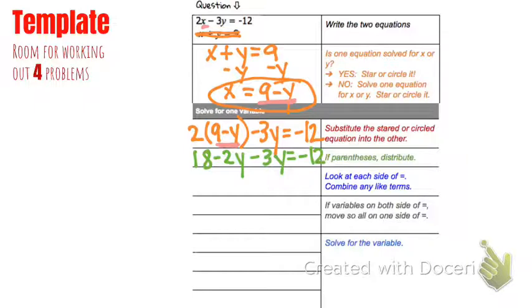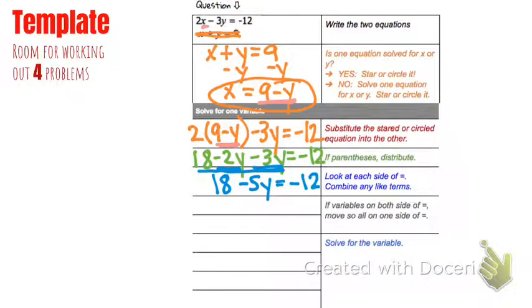Now I'm going to look at each side of the equation and see if there's any like terms I can combine. And if I look over here on the left side, I see, oh, there's this negative 2y and this negative 3y. If I combine those two, it's negative 5y. And I still have my 18. And I still have my equals negative 12.